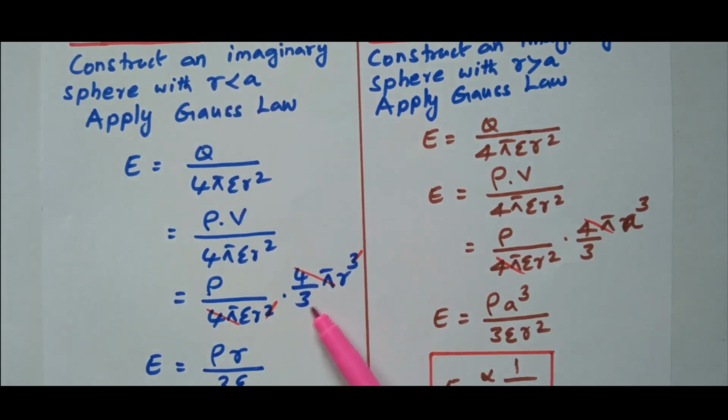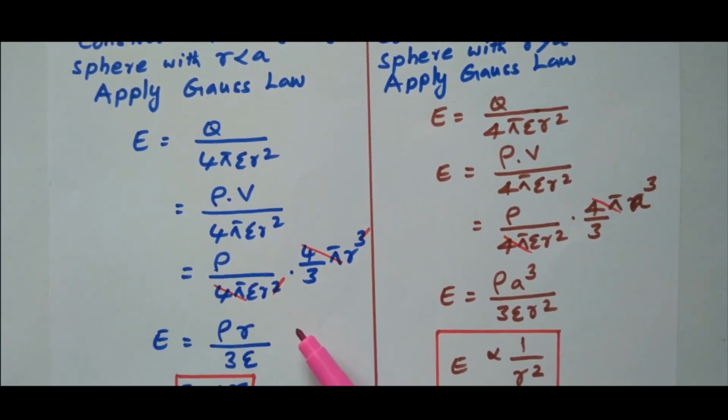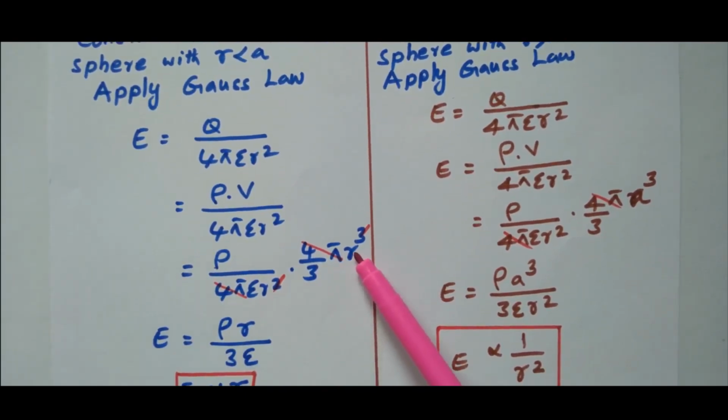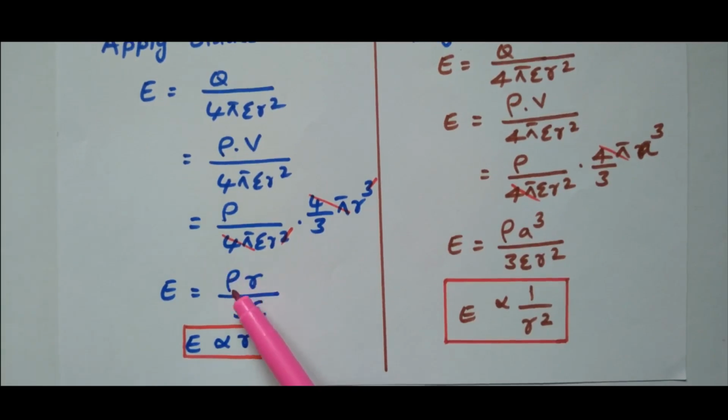So 4 by 3 pi R cube. Now this 4 pi gets cancelled. Here R square is there, here R cube is there. So R square gets cancelled. So finally what do we have? E equal to rho R divided by 3 epsilon.